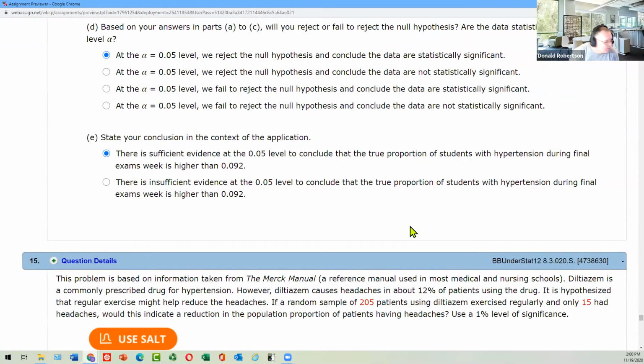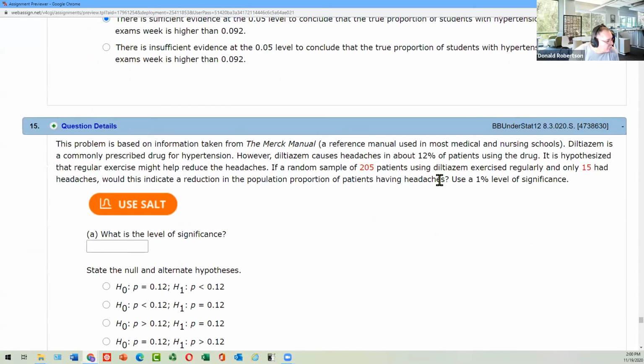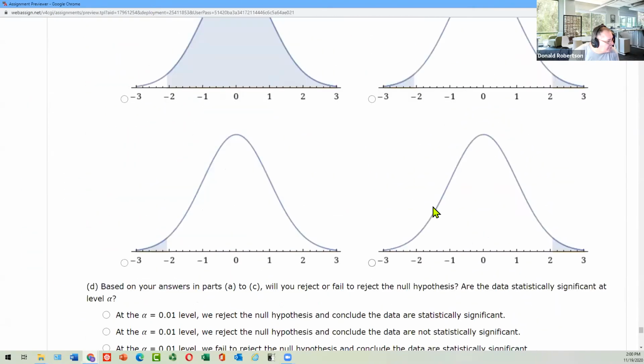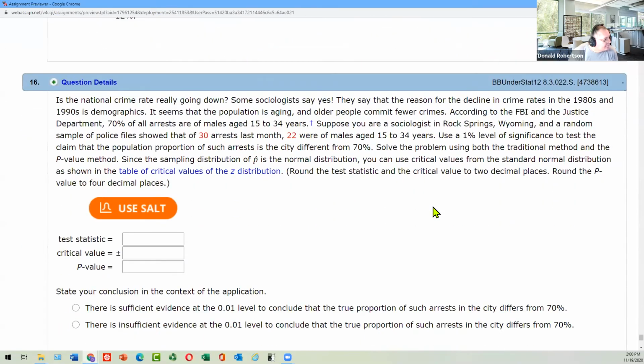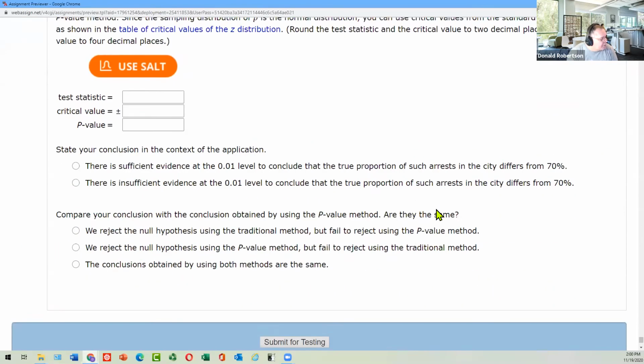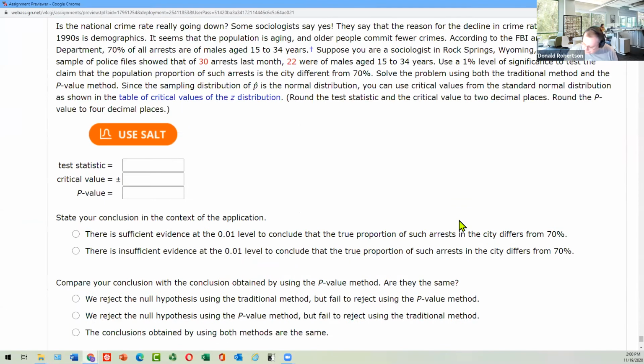That was quite interesting. And the next one's about blood pressure, so I'm not doing that one. Done the crime rate one. We have finished.